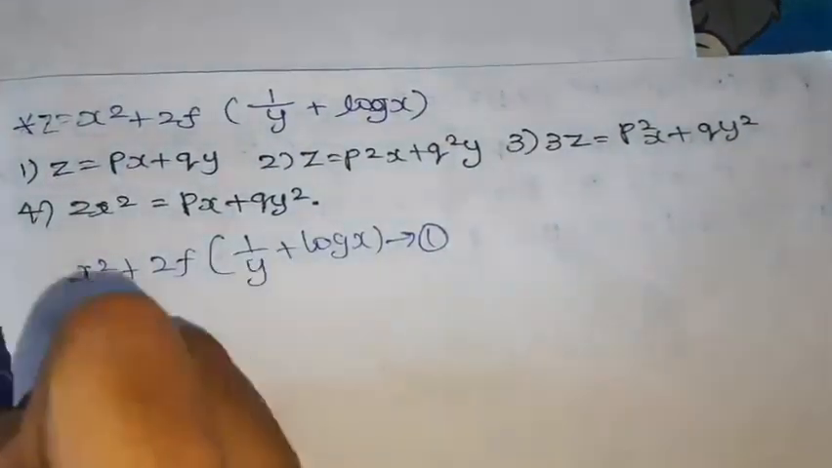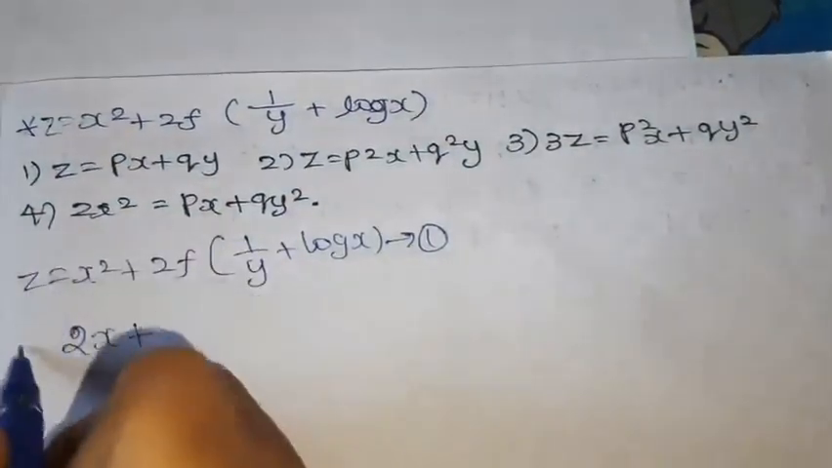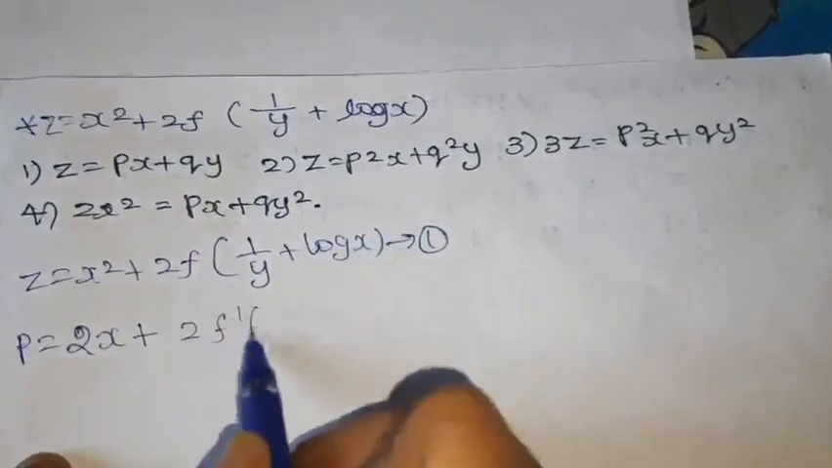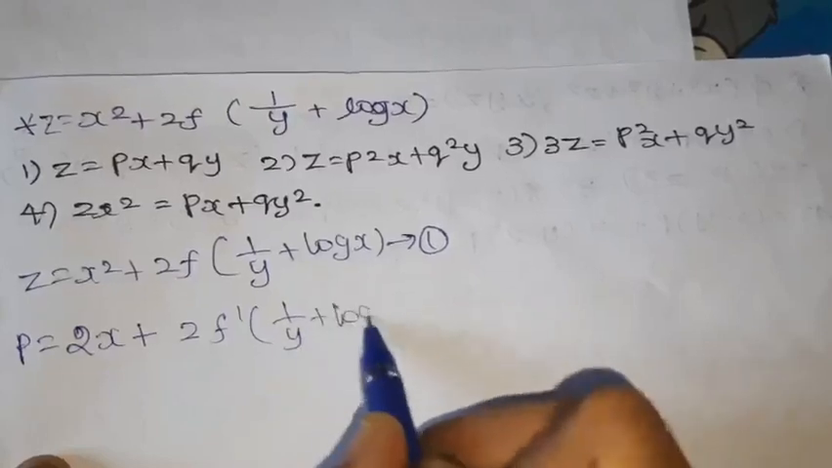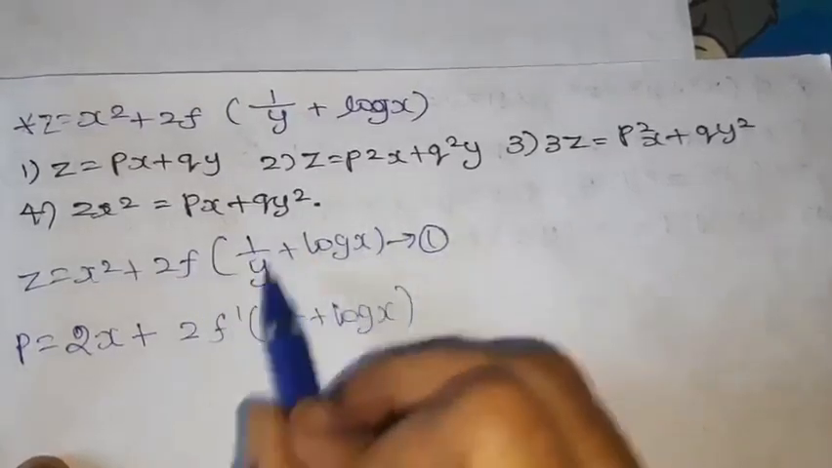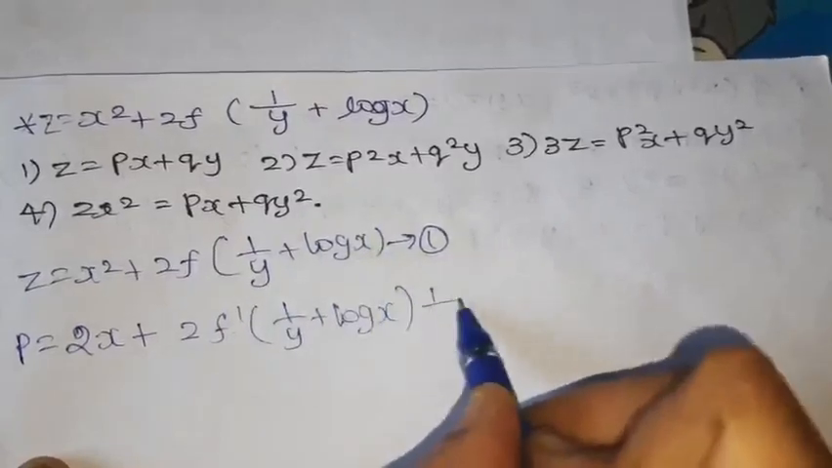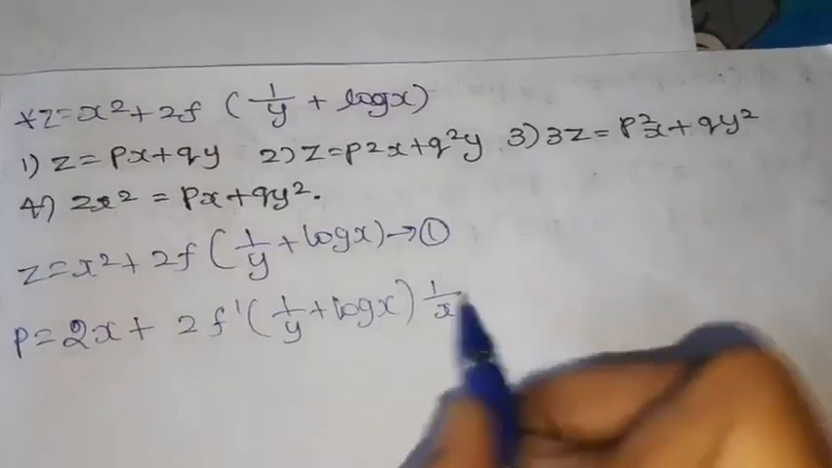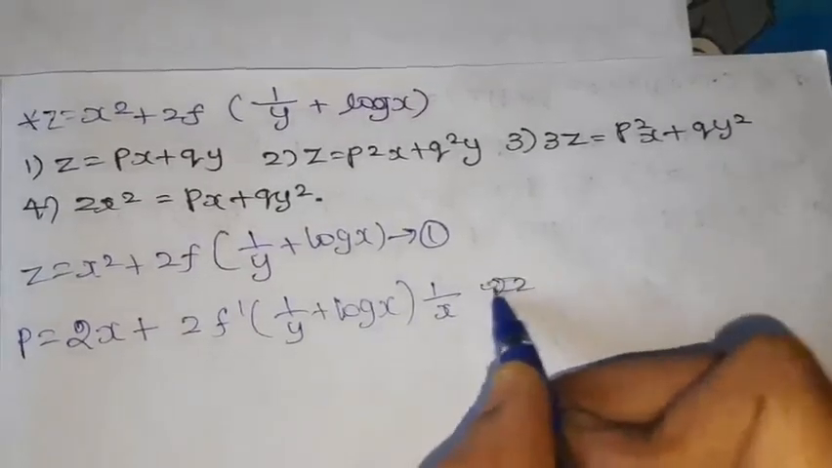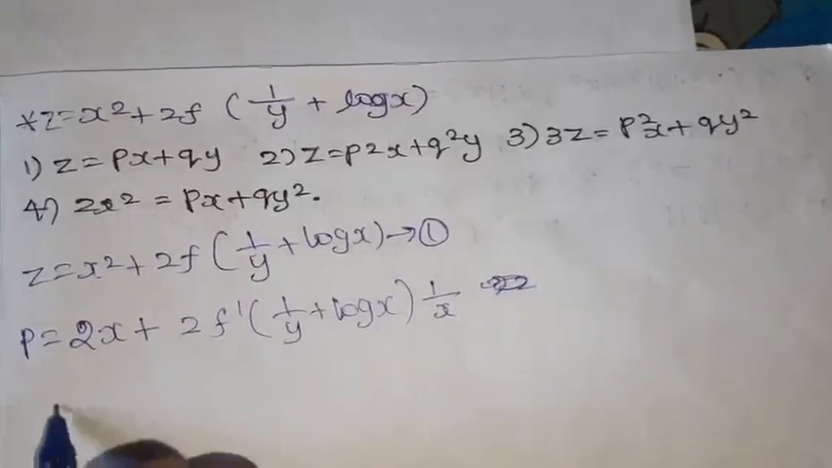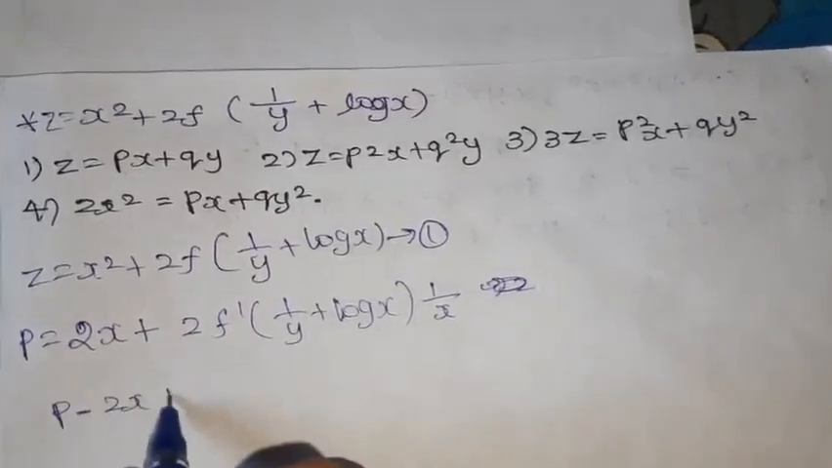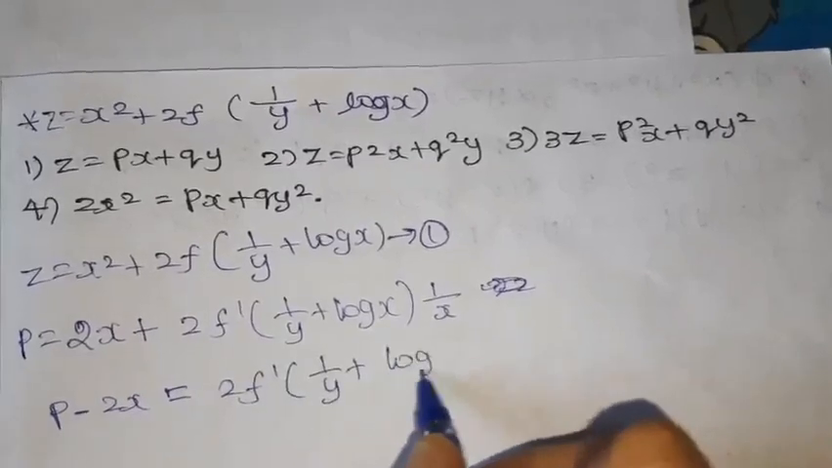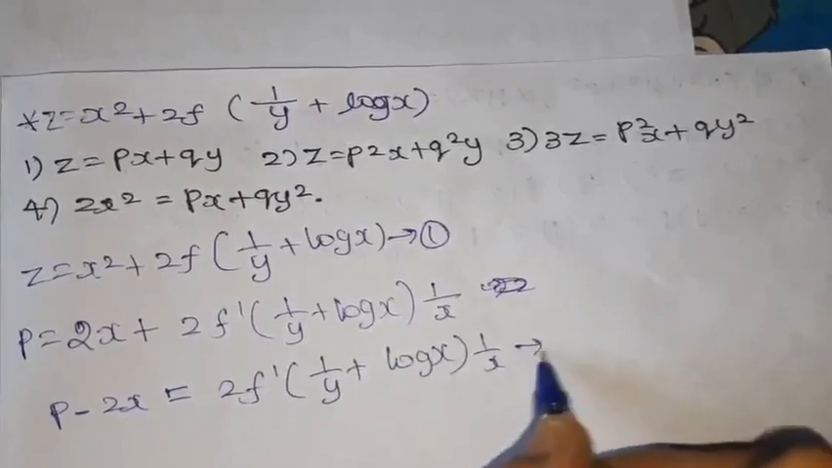Dou z by dou x equal to p. 2x plus 2 into f dash of this term. Then differentiating with respect to x, only this term comes, log x is nothing but 1 by x. So p minus 2x equal to 2 f dash of 1 by y plus log x into 1 by x. Say it is equation 2.